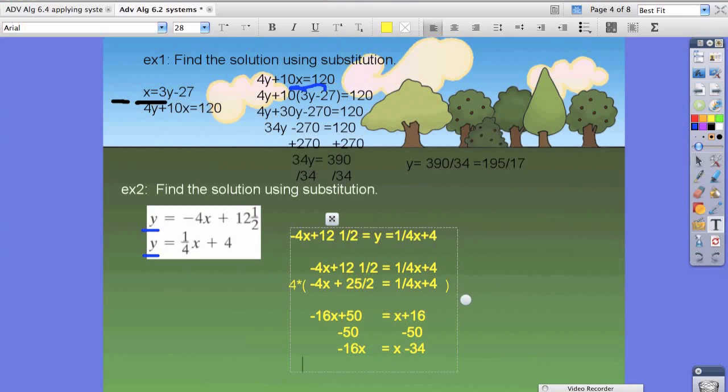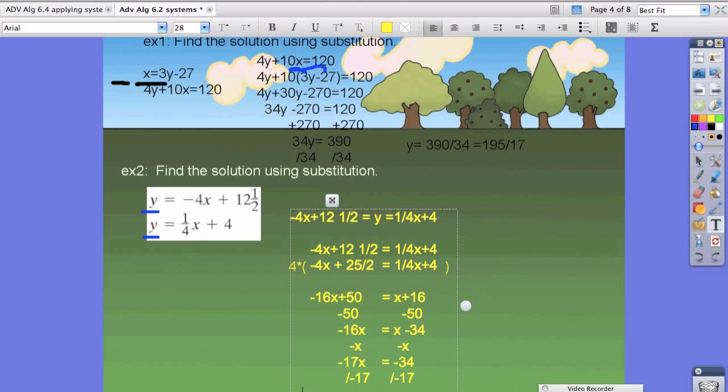Okay. Now the negative 16x has an x, so it's going to stay on the left. But that x on the opposite side needs to move. So we're going to subtract x from both sides of the equal sign. We're left with negative 17x equals negative 34. We're going to divide by negative 17 to both sides. And get x equals 2.